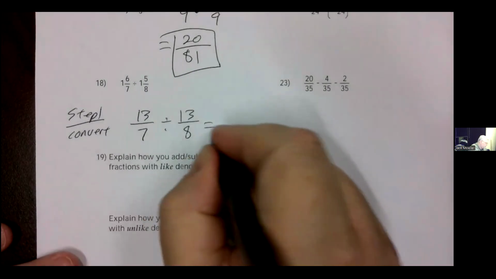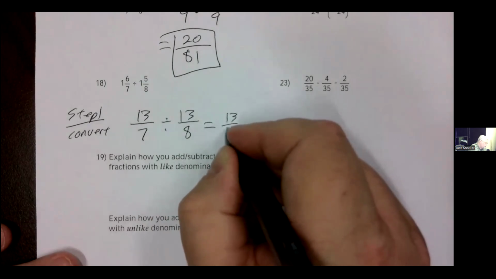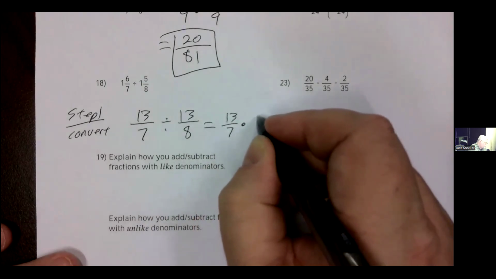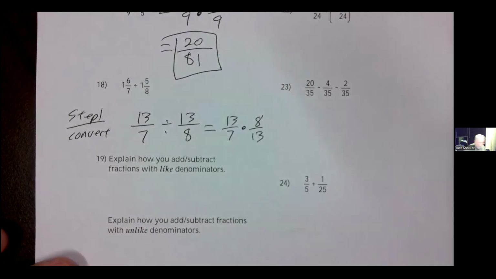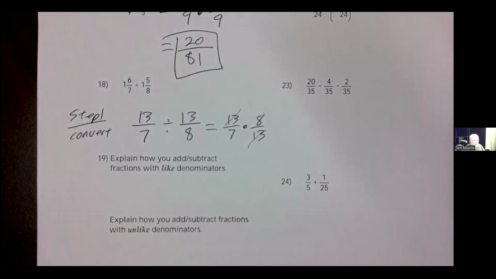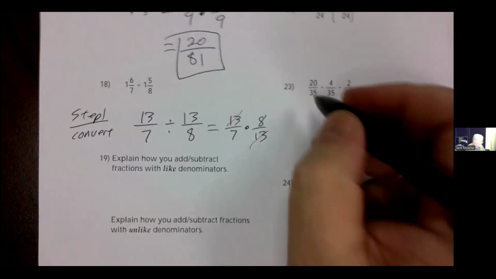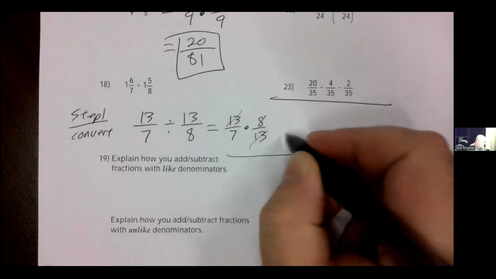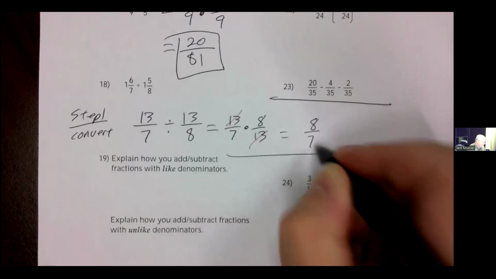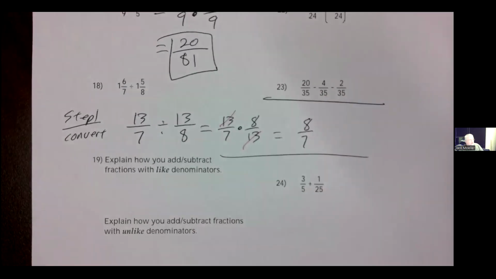And then the next thing we would do is keep the 13/7, flip the 13/8 to make 8/13, and make it a multiply problem. Now we have 13 divided by 13. So we have 8/7. And so are we done? It is simplified because 7 won't go into 8.